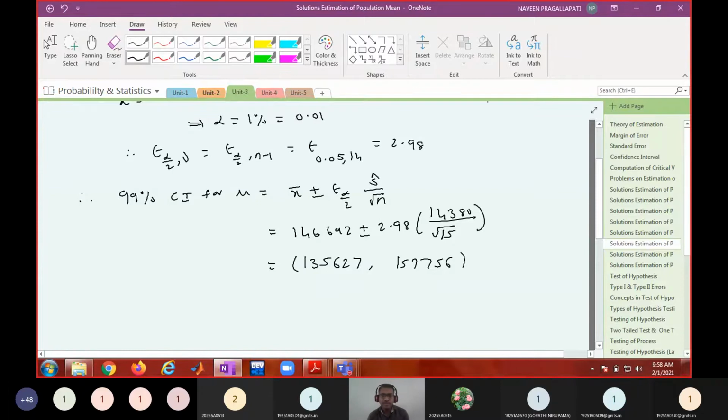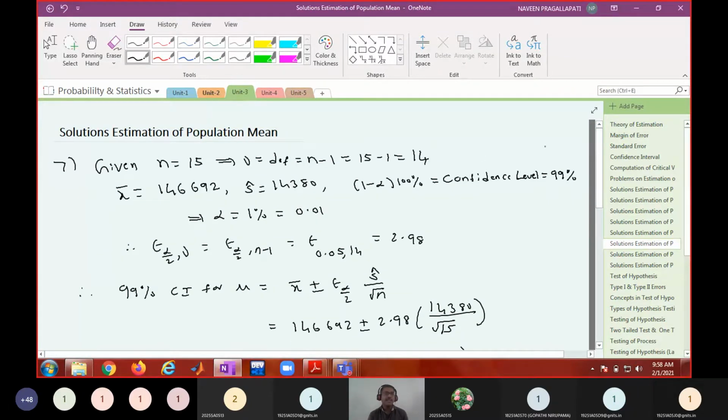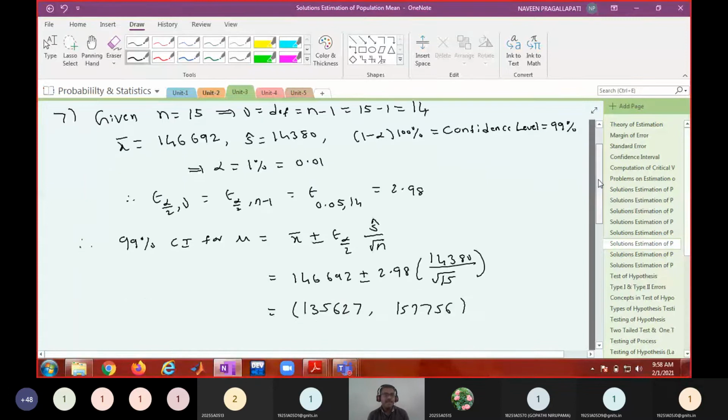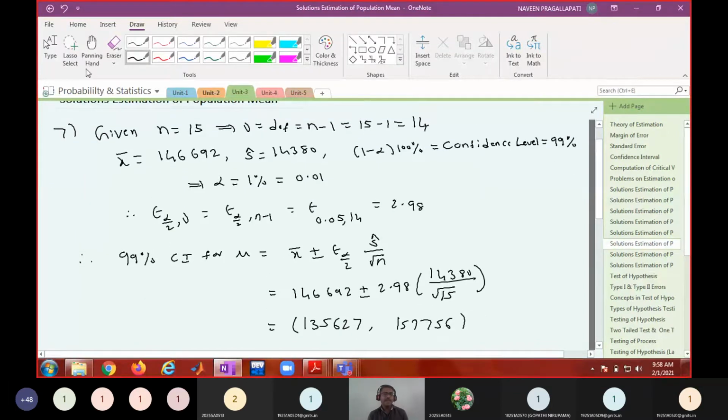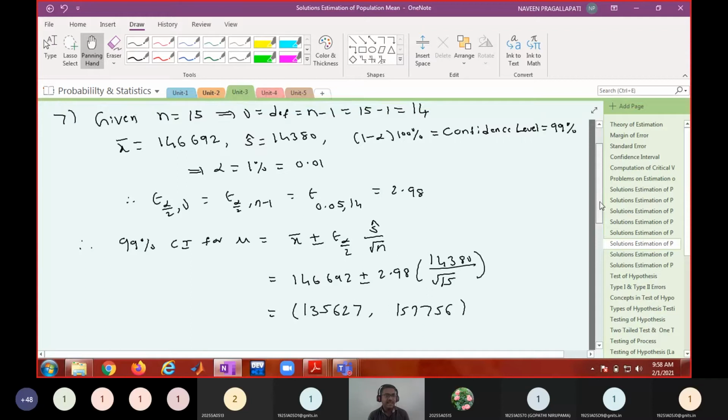So this is how we'll be finding the confidence interval in case of a small sample. Is this clear to all of you? Just identify the given data, write the formula, substitute the values and simplify. It is more important to interpret the data and identify the correct formula. Shall I go to the next problem? Yes.